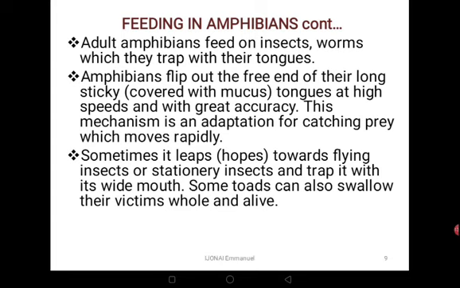This adaptation for catching prey that moves rapidly means they can catch even insects that are very rapid in their movement, because their tongue is very swiftly flipped out and also has sticky mucus. Sometimes they leap or hop towards the flying or stationary insect and trap it with a wide mouth and then ingest it. Some toads can swallow their victims whole and alive.